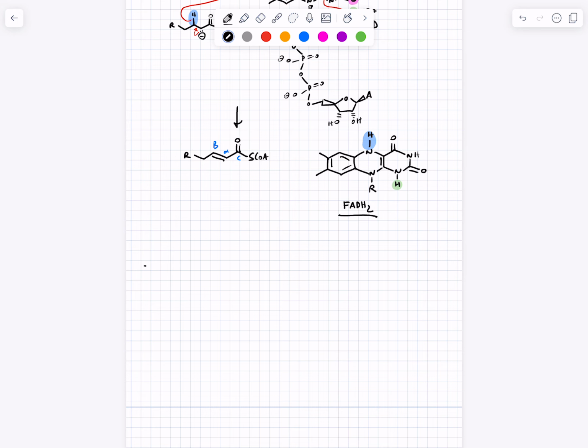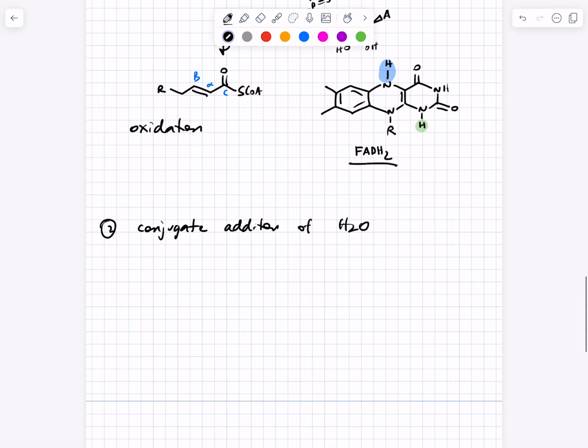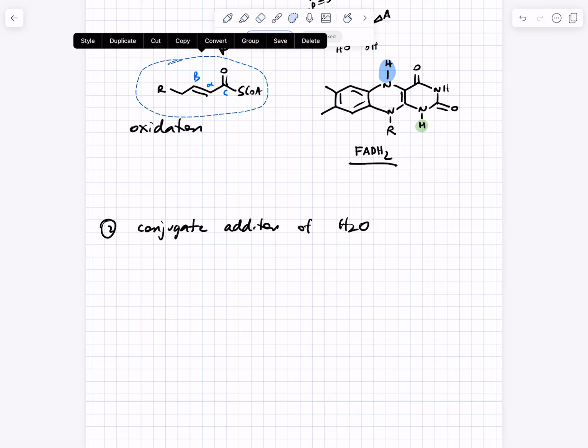The next step is to do conjugate addition. So that first step was oxidation to get an alpha beta unsaturated thioester. The second step will be conjugate addition of water to the alpha beta unsaturated carbonyl compound. We've heard of these before.